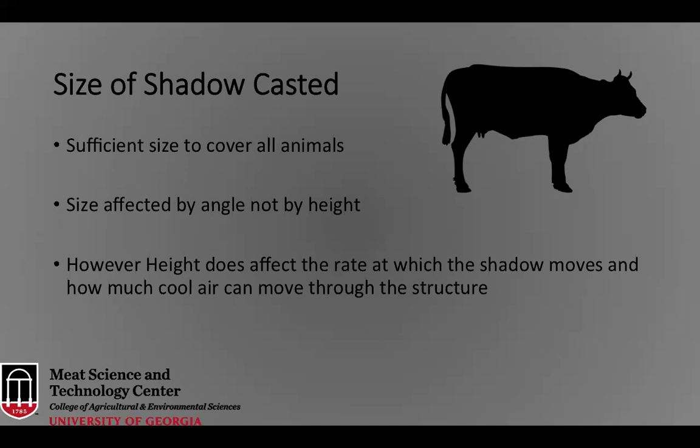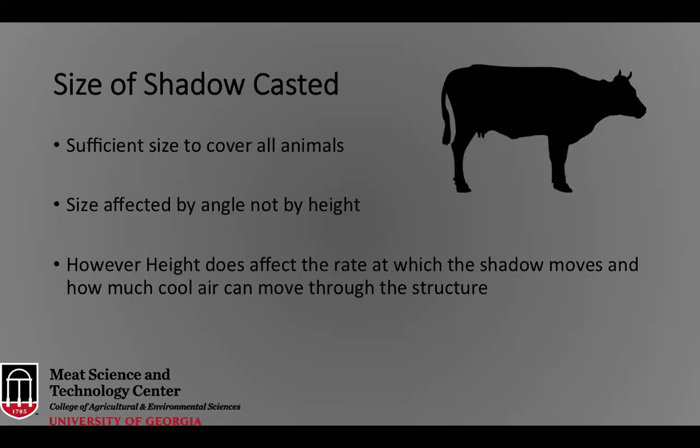And if you increase the height of that shade structure, that will not increase the cover, but it will increase the ventilation, the amount of air that can move through your structure, and also the speed at which the shadow is casted. A lot of times people say that if you have a higher structure, the radiation into the ground to heat up the ground will actually increase, because if you're moving that shade faster, the ground has less time to acclimate and become colder. So height has its advantages. It does have its disadvantages.